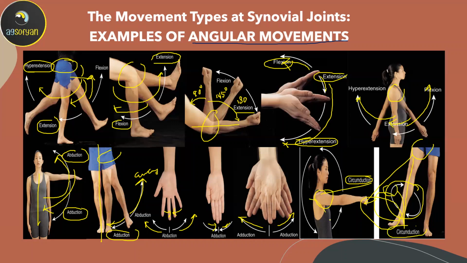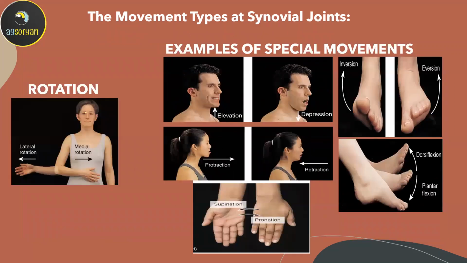Same thing with this one, it also gives the cone shape of movement. This is what we call the circumduction. Rotation, this is an example of rotation when we rotate our arm. Inside is going to be medial because this is the middle part of our body, and it's going to be lateral when we move it out from our body. So this is a lateral rotation, and this is medial rotation.